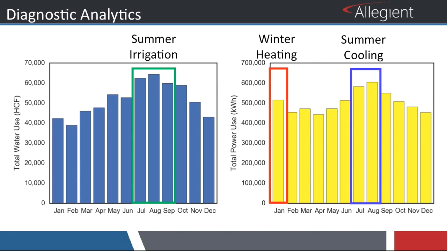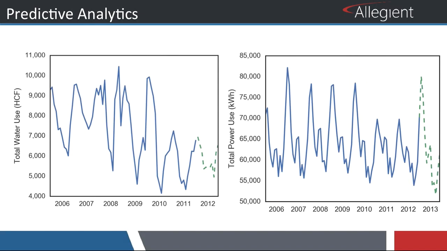But moving beyond diagnostic analytics, we want to really get to predictive analytics. Can we take the previous usage? On the left is the total water use, and on the right is the total power use. And I've just chopped off the last 11 months of each of these two data sets, and on this plot they're shown in the dashed line as opposed to the solid line. What I want to be able to do is, taking the previous data, the data up to and before these last 11 months, can I predict what will happen?